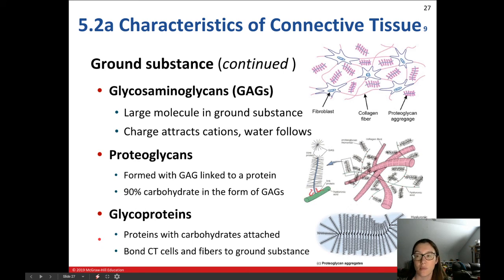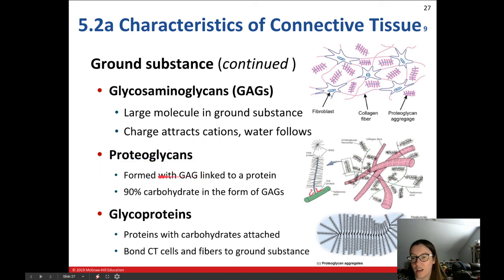Now the pictures on this slide look a little bit confusing, and I want to mention some of the things that form the ground substance. Ground substance can be formed by something called glucosaminoglycans or GAGs. These are large molecules that have a charge that attracts cations, and water follows. So this is going to add more water to our ground substance.